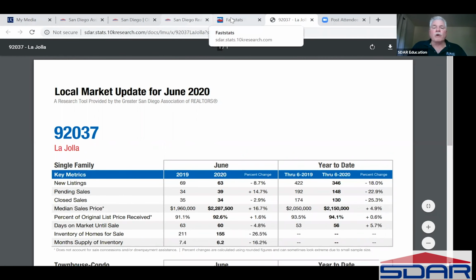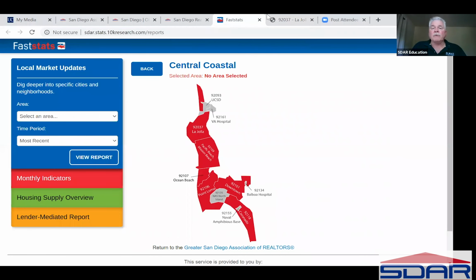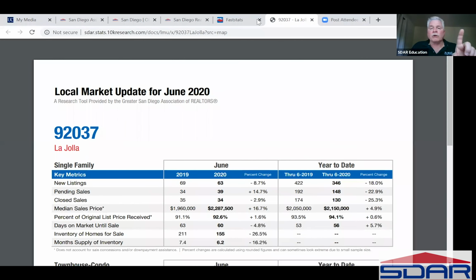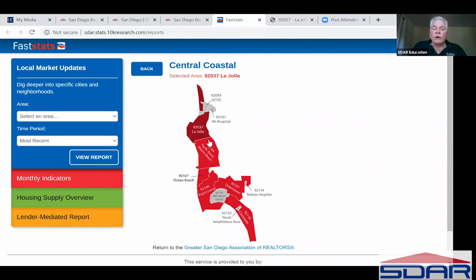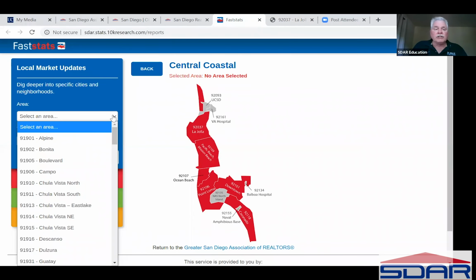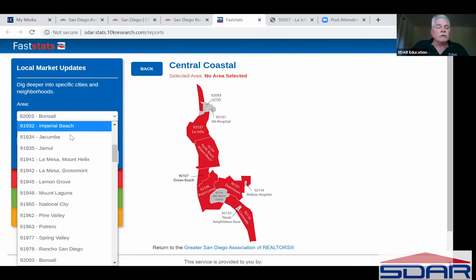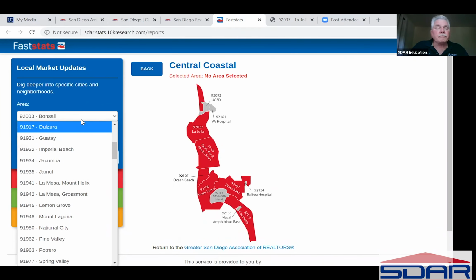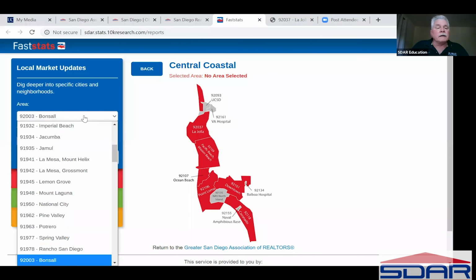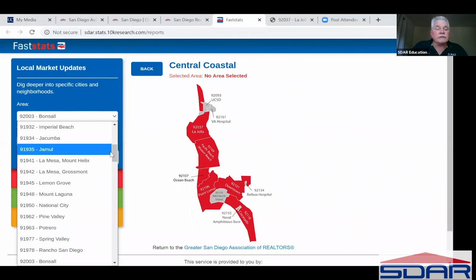Now I want to go back to my Faststats. I'm going to explain to you how the report works and how to read it in a minute. But let's go back to my Faststats. That was one way for me to get there. The other way would be to go in here and click on select an area. So I can pull in 92037. Of course, that doesn't work. I can go down, find La Jolla. I just had to do this the hard way.